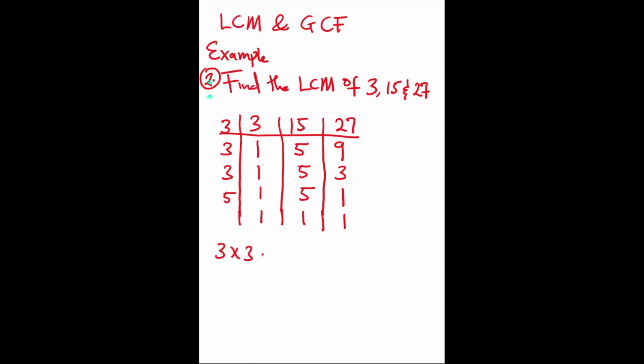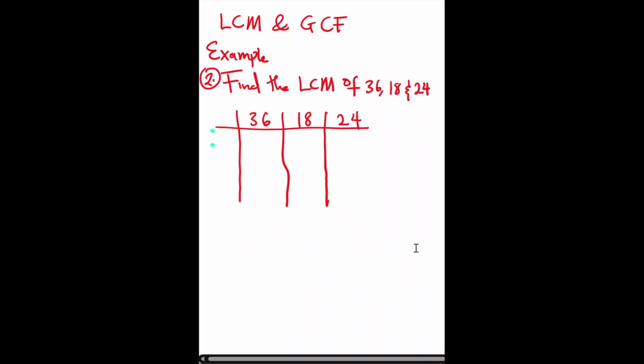So now the LCM will be 3 times 3 times 3 times 5. 3 times 3 will give us 9. 9 times 3 will give us 27. And 27 times 5 will give us 135. So that means the LCM of 3, 15, and 27 is 135.